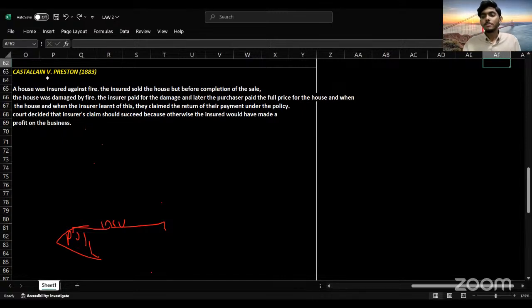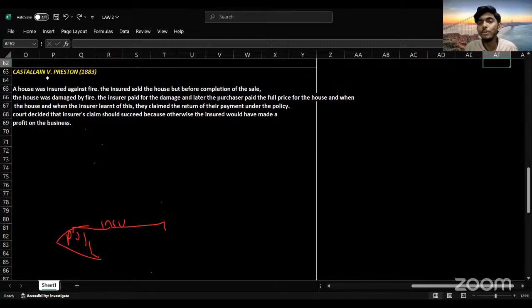So which means, okay, I have insured my house and I have sold my house to Mr. X. But the sale is not complete, which means the ownership has not been transferred. Maybe the deeds have not yet been written, maybe it's not yet transferred. And Mr. X is giving me the full money for the house before the fire happens. And now the house is damaged through fire.